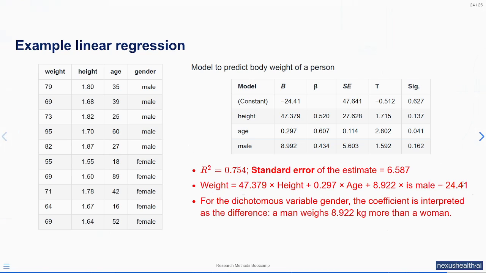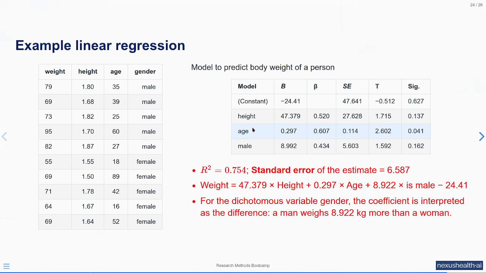And you may ask the question, where does the minus come from? It comes from here. So we put in the terms according to their signs. So this is minus 24.41. And so this gives us the predicted weight, accounting for the influence of height, age, and gender. So for the dichotomous variable gender, the coefficient is interpreted as a difference. So a man is going to weigh, on average, 8.9 kilograms more than a woman. And so this is really what it is, right?